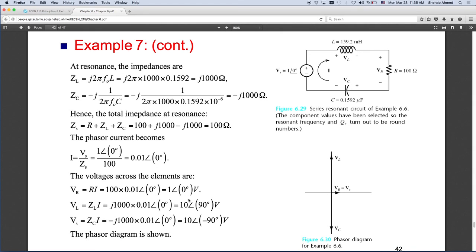So we can draw all three on the phasor diagram. This is the voltage across the resistance, the voltage across the inductance is 10 angle 90, and the voltage across the capacitance is 10 angle minus 90. It makes sense that these two are equal and opposite in magnitude. They will vanish at resonance. So this is the phasor diagram for the voltages across the elements. Any questions on this?